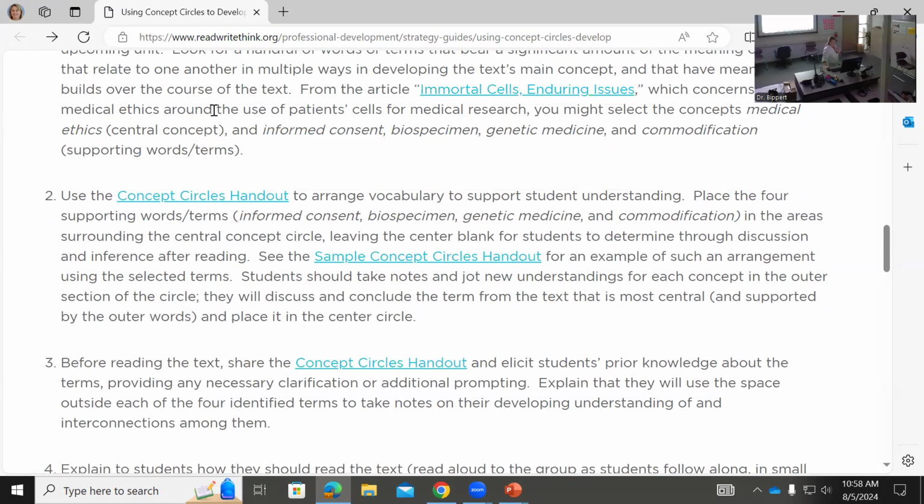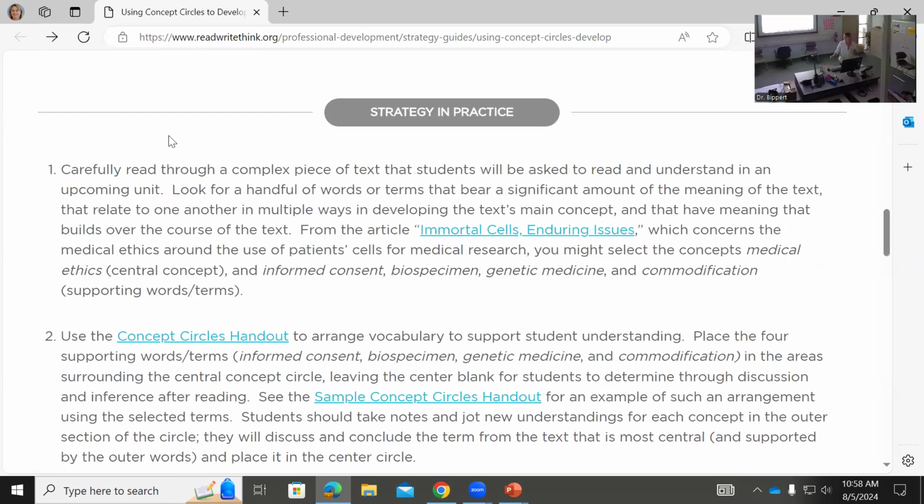So carefully read through a complex piece of text. They'll be asked to read and understand an unfamiliar unit, and look for a handout of words or terms that bear a significant amount of the meaning. And then arrange vocabulary to support student understanding. So in other words, maybe informed consent, biospecimens, genetic medicine, and commodification. Students should take notes and jot down new understandings for each concept in the outer sections, and they discuss and conclude. If I show you an example of a completed one, it's going to make more sense. I mean, it's really nice having the handout that actually already works.